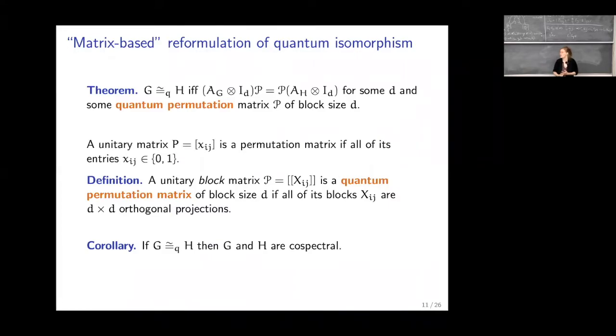Now, one consequence of this theorem is that quantum isomorphic graphs are necessarily cospectral. The way to see it is, I look at this equation, right? And this P was a unitary, so I can conjugate the adjacency matrix tensor identity of one graph to that of the other. And of course, conjugation by a unitary doesn't change the eigenvalues, and tensoring with identity changes eigenvalues in some very predictable way. It implies that AG and AH have the same eigenvalues.